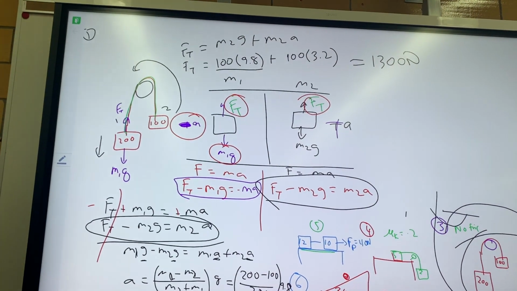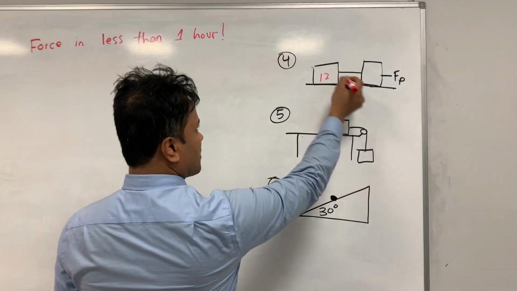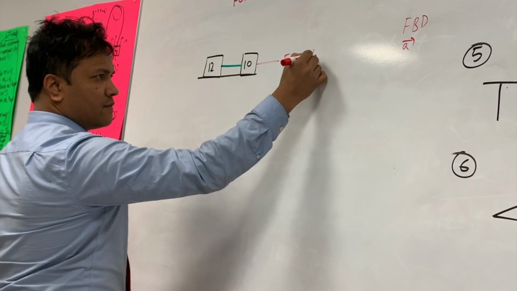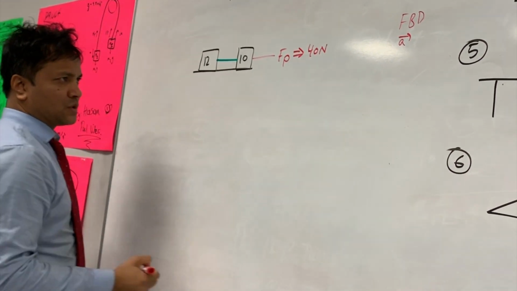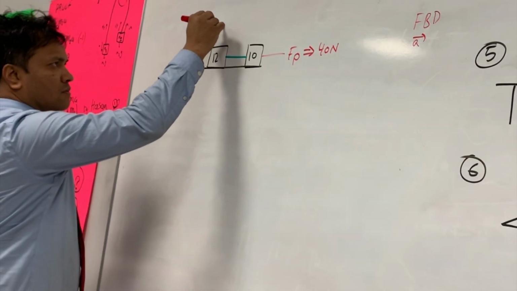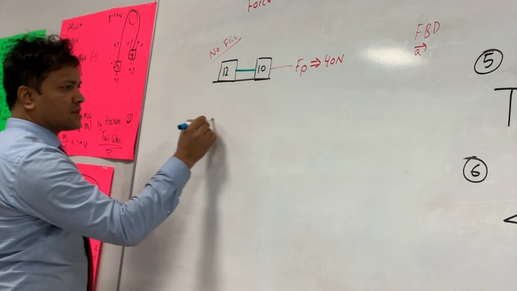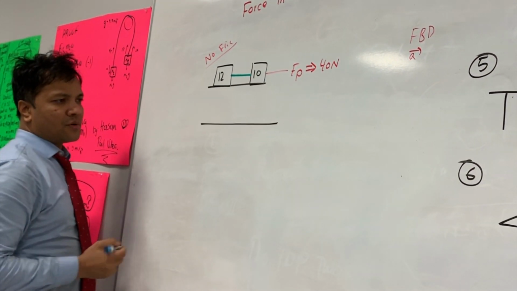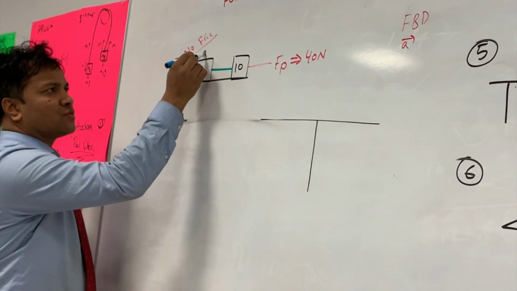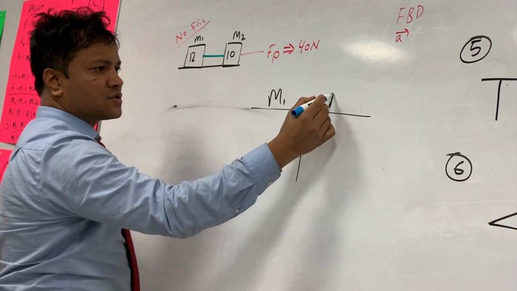Alright guys, so we're done with that. Now we have only two more problems. So let's do this one first. This is 12 kilogram and this is 10 kilogram, pulled with 40 Newton. Okay? No friction. First we have to draw the force diagram. Let's see how you understand that force diagram. We're going to call it mass 1 and mass 2.